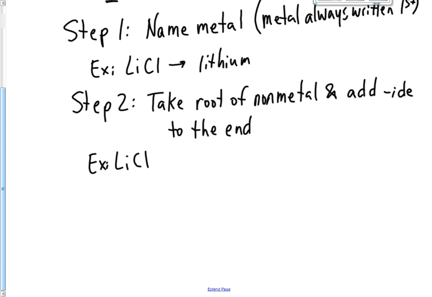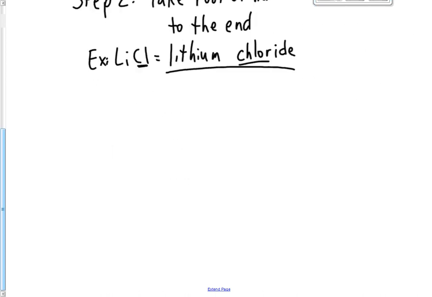We have lithium already from the previous step. And then our root here, our nonmetal, is chlorine. So we're going to take the root word of that, which is chlor, and we're going to add IDE. So your answer here is lithium chloride. You take the name of the metal and you add IDE to the end of the nonmetal. Okay, let's do another example.